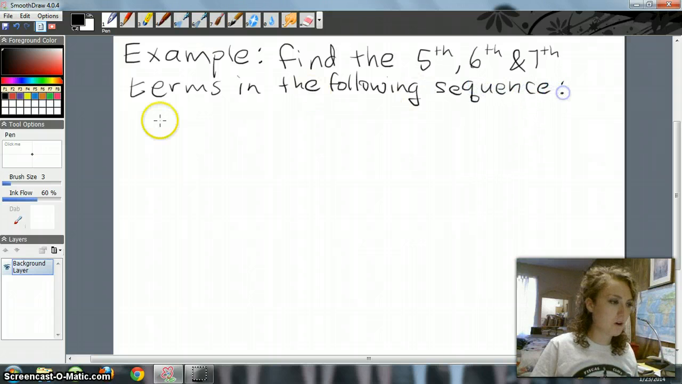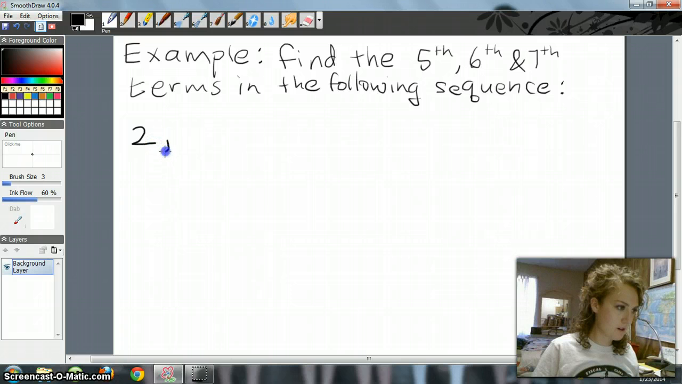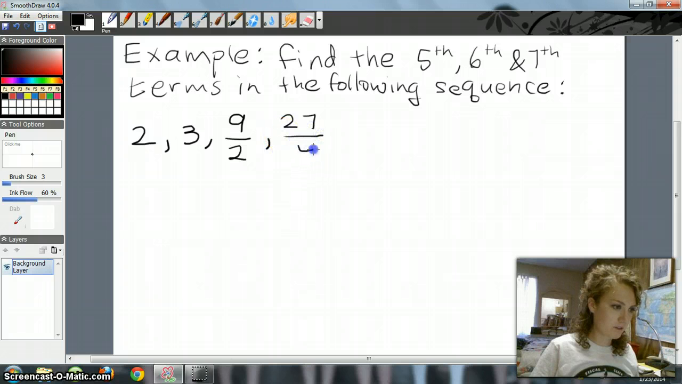Okay, so I'll give us just the first 4 terms. So let's go like this. We're going to start out with 2, and then we'll get 3, and then we'll get 9 halves, and our 4th term will be 27 fourths, comma dot dot dot.